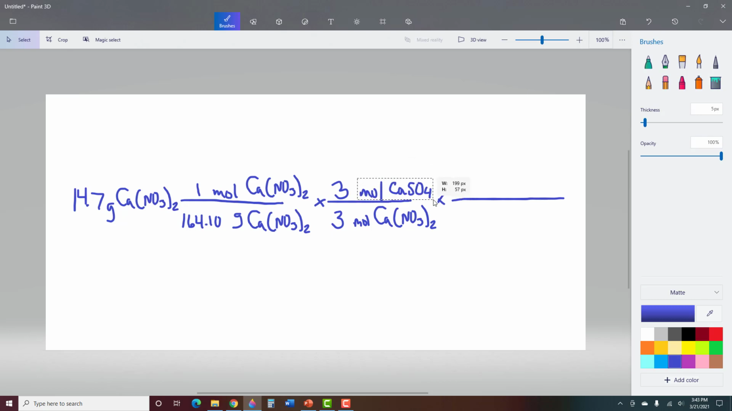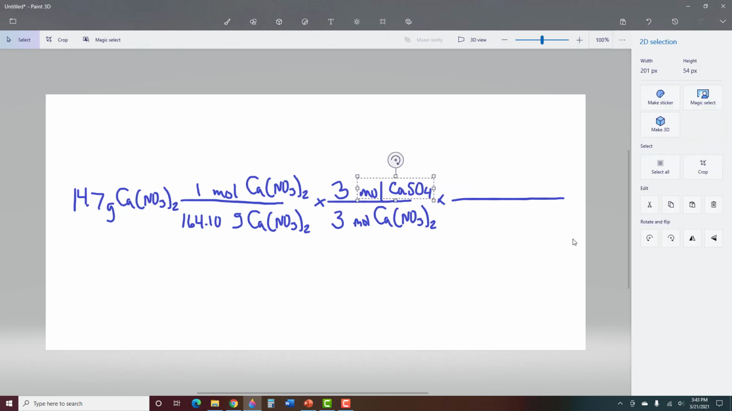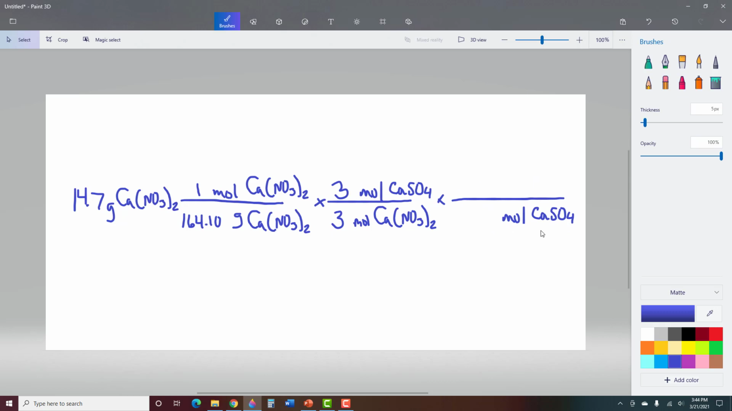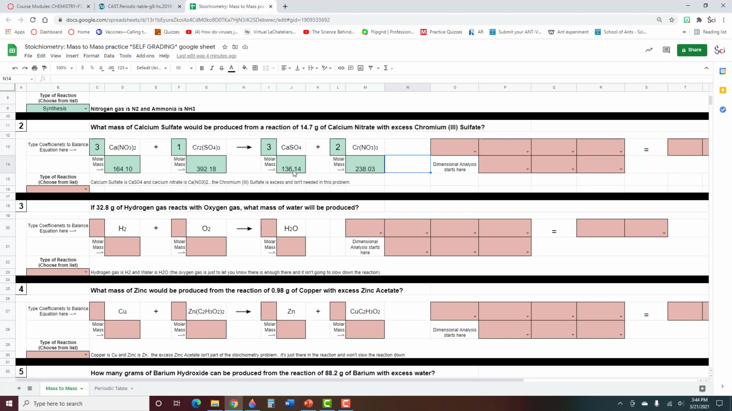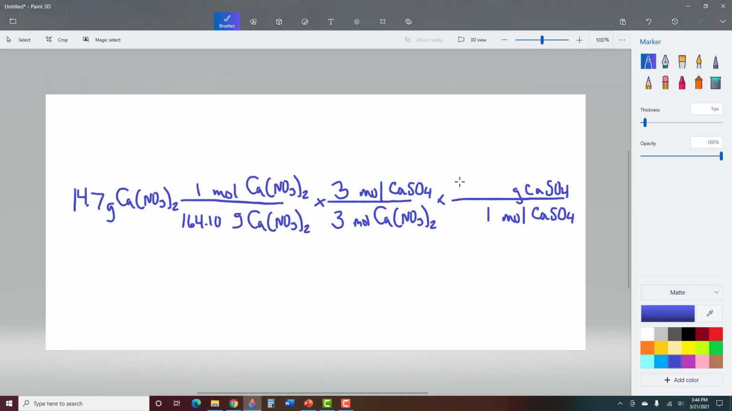And so moles of CaSO4, copy, paste, bring that down here. And then on the top, it's going to be grams of CaSO4. Alright, when grams is with moles, then that mole is always 1. That's something that students frequently mess up on, so be careful about that. This mole, when it's with grams, is always 1. This is the mass from the periodic table, which is 136.14.